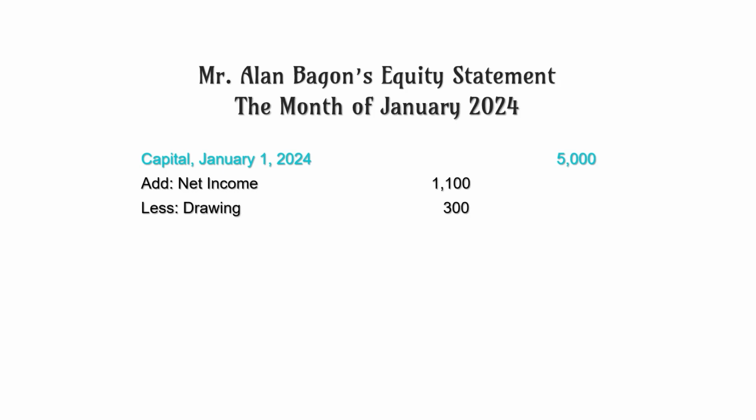Let's walk through the statement of owner's equity for January 2024. Mr. Alan Bagan's equity began at $5,000. After adding a net income of $1,100 and deducting drawings of $300, the capital increased by $800, ending at $5,800 on January 31st, 2024.